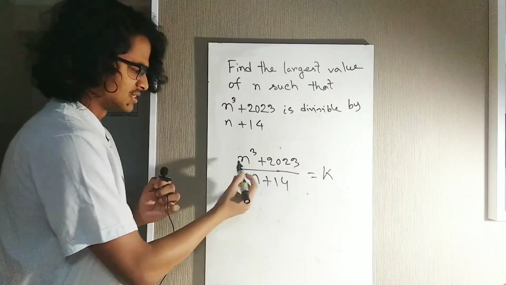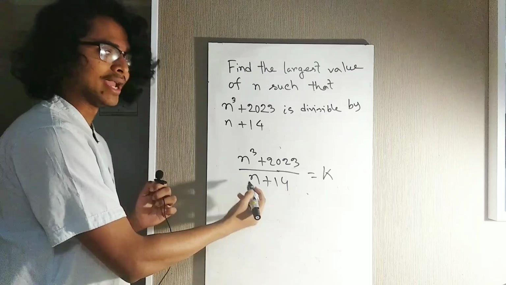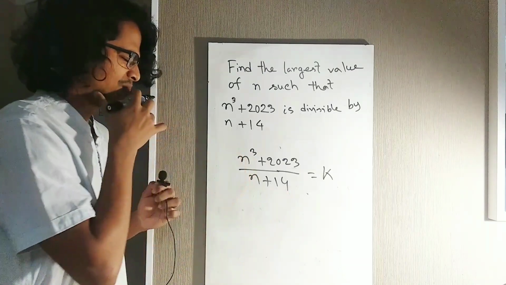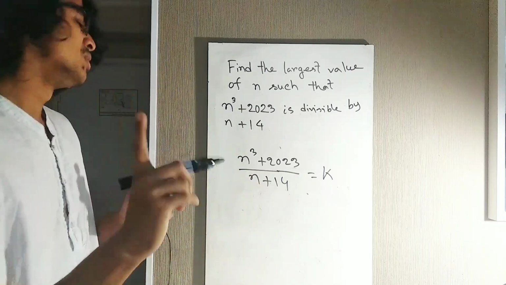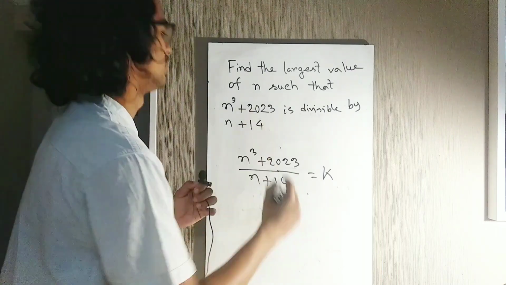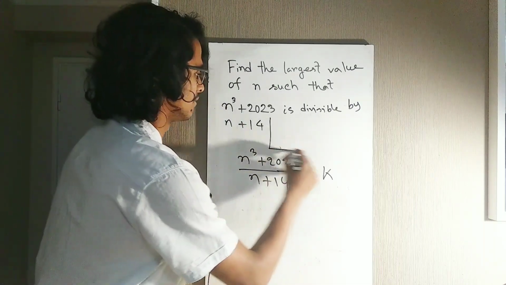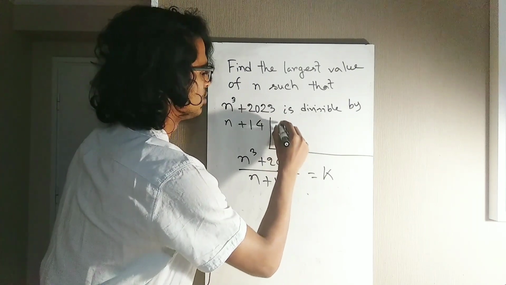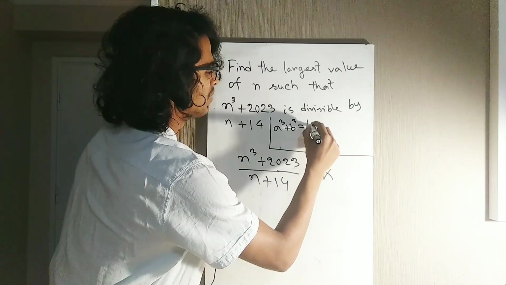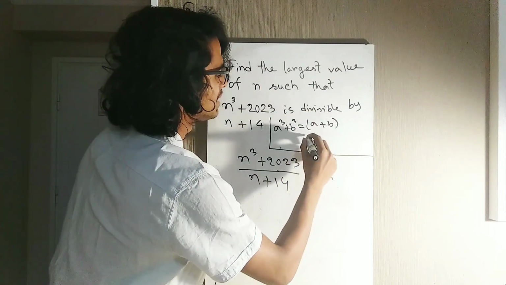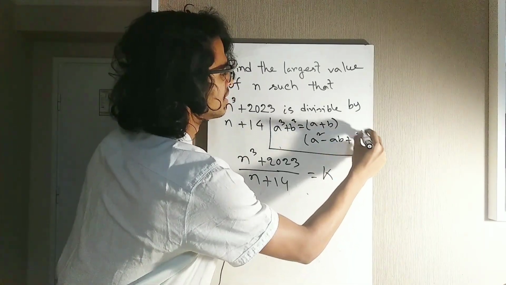Now if you notice, in the numerator we have n cube, and in the denominator we have n plus 14. Does it ring a bell? N cube. We know this formula from our high school algebra. I'm going to write it right over here: a cube plus b cube equals a plus b multiplied by a squared minus ab plus b squared.